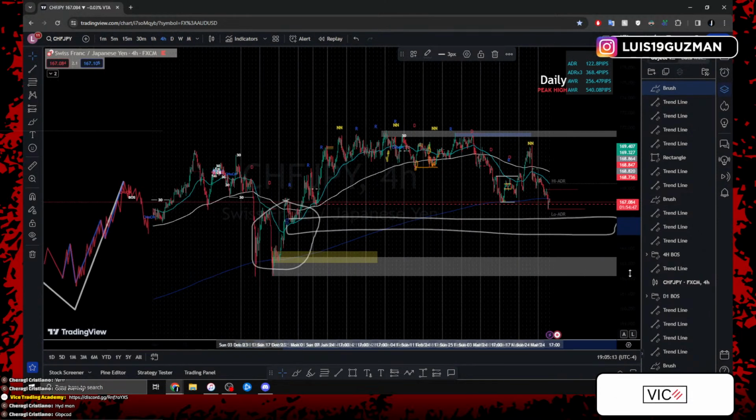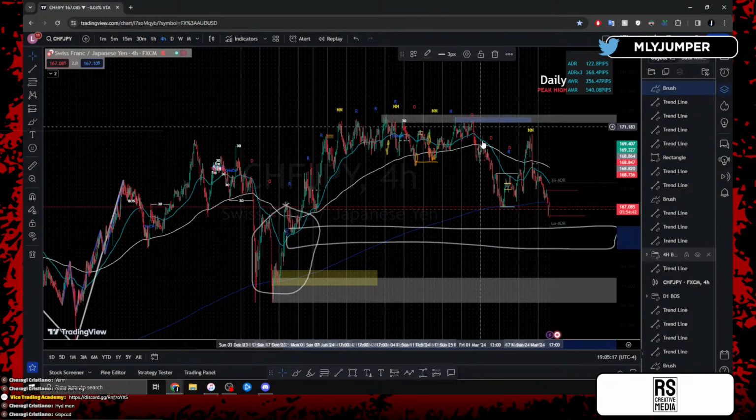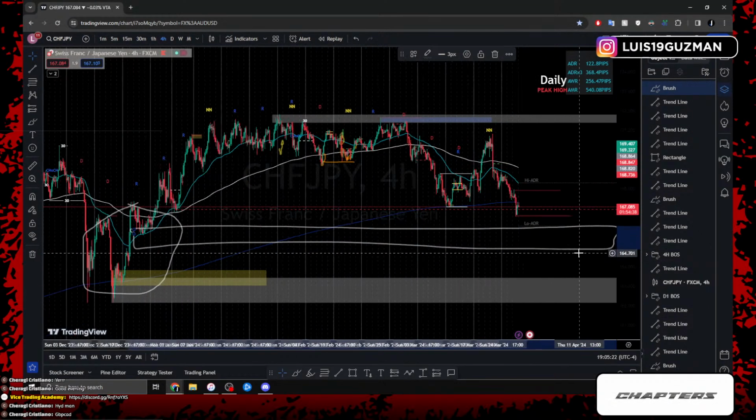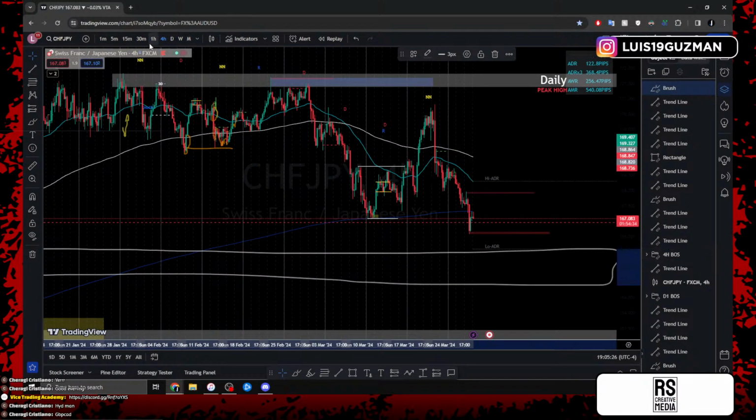And in the 4-hour we could see that as well. We had higher high, higher low, higher high where price consolidated and then went down, and then lower low, lower high to where we're at now, lower low. No continuations on CHFJPY either. We just have a week of no net.